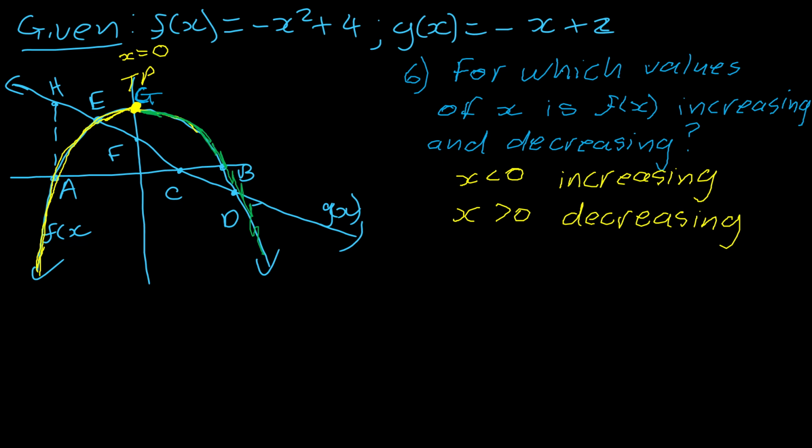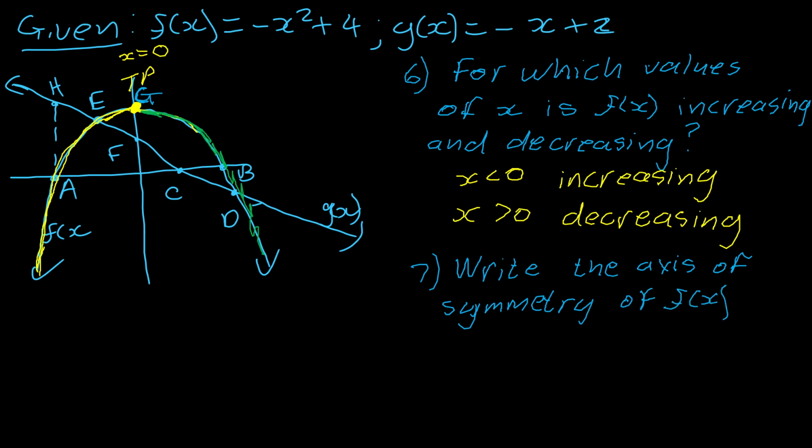Now, another question I can also ask you is to write down the axis of symmetry of the function f of x, which is the parabola. And we should know from our theory that at least in grade 10, this will always be where x is equal to 0. Because it's always going to be the axis of symmetry at grade 10 level at least.